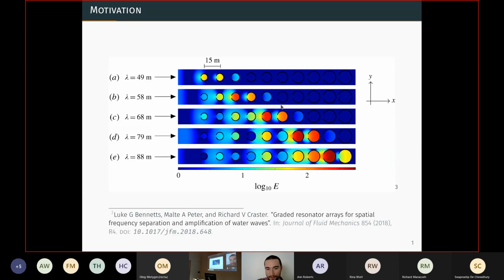So this third example is one of the only examples so far in the field of water waves, which is actually by Luke Bennetts et al. What you're looking at here is a top-down view of an array of C-shaped cylindrical resonators, which are increasing in radius from left to right. A consequence of this is that the low frequency waves are going to propagate and amplify further towards the right than the high frequency waves.